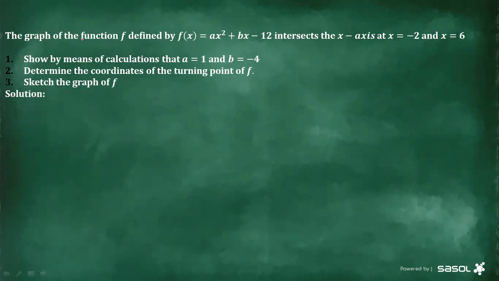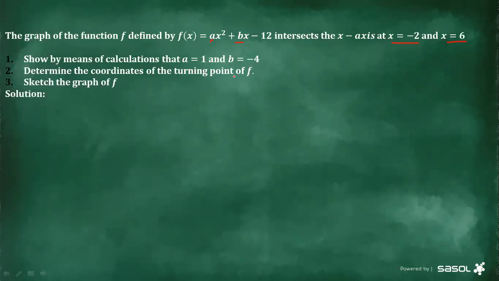All right. The graph of the function defined by f(x) = ax² + bx − 12 intersects the x-axis at −2 and +6. Show by means of calculation that a = 1 and b = −4. So it's very clear from this question that we don't have an equation of this graph. And you can see it's a parabola graph because it's a quadratic. You can see it with the x squared.